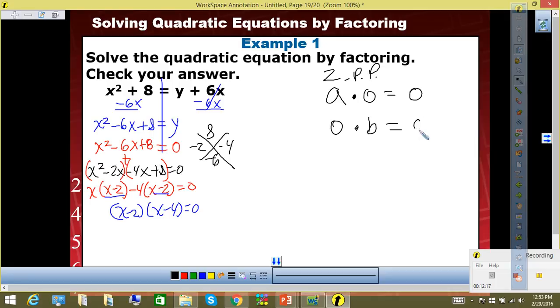What is that? But what if I gave you this? Don't say it out loud. A times b equals 0. Now we encounter a dilemma, right? However, what could A be?